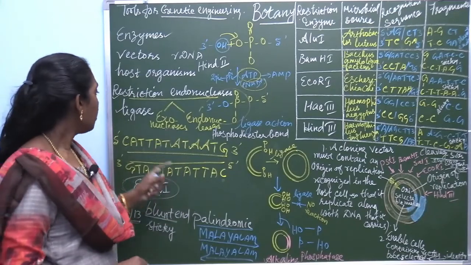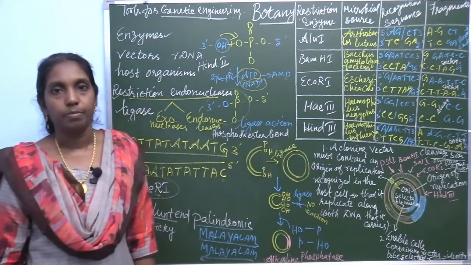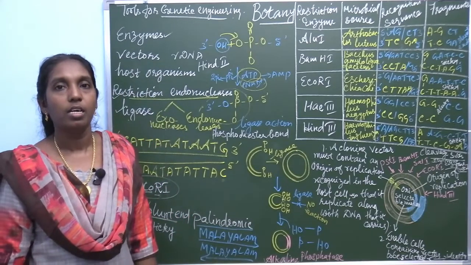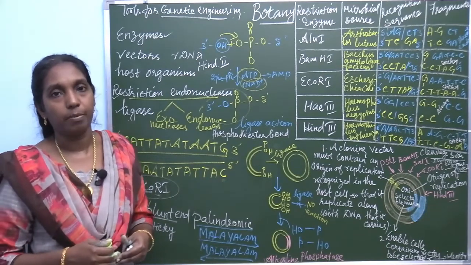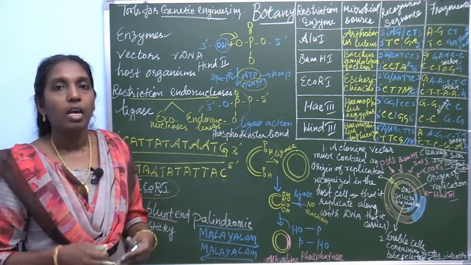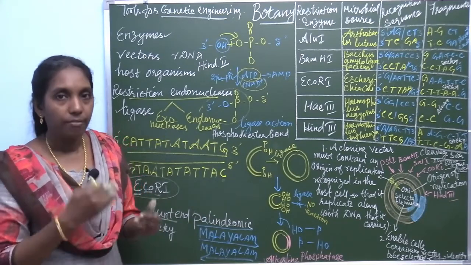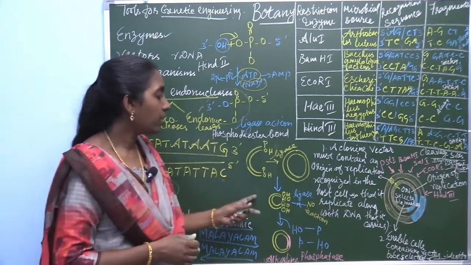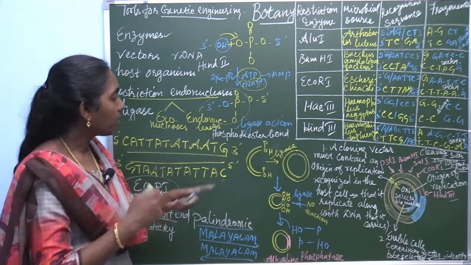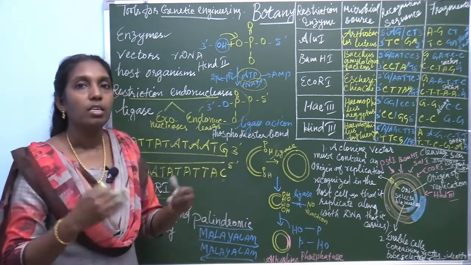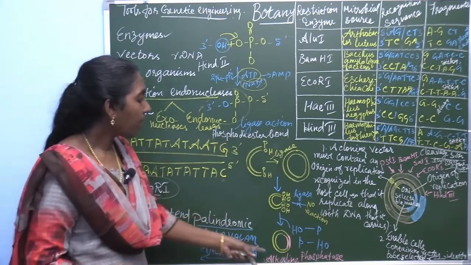Then another enzyme is there, that is alkaline phosphatase. Alkaline phosphatase is used as a modifier enzyme. Either it adds or removes the sequences from the 5-phosphate terminals. In the 5-phosphate terminals, either it adds or it removes. That's the role of alkaline phosphatase.